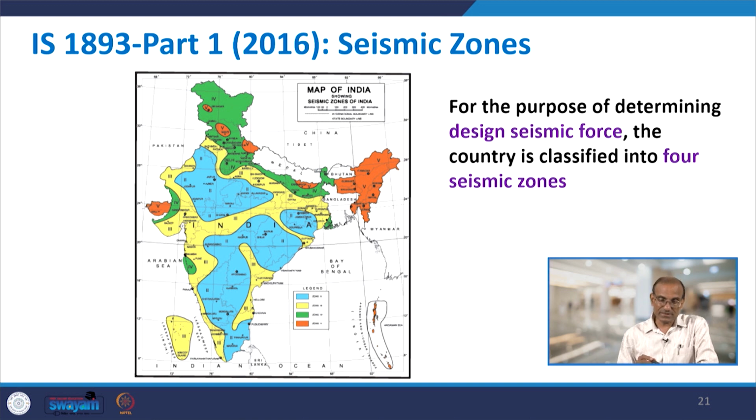Then in case of Himachal Pradesh, Mandi, for example, IIT Mandi is in seismic zone 5. Then the capital of J&K, which is Srinagar, is also in zone 5. Then the Kutch region, where Bhuj is located, where the Bhuj earthquake occurred, is also in zone 5. So, these 5 pockets beside the northeast come in seismic zone 5.